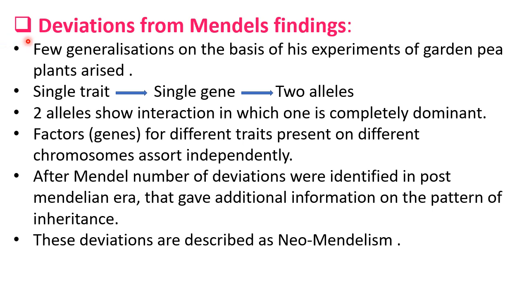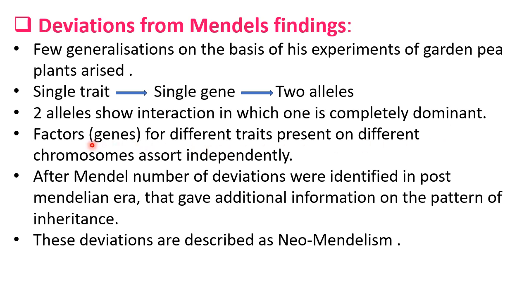First, we will study the topic deviations from Mendel's findings. Due to Mendel's experiment on garden pea plant, few generalizations arise. That is, a single trait is controlled by a single gene and it shows two alleles. The two alleles then interact with each other, in which one is completely dominant over the other.